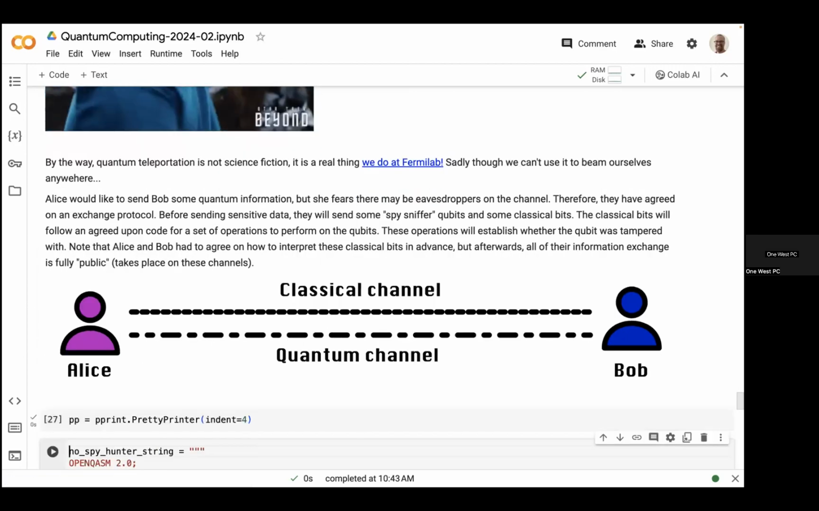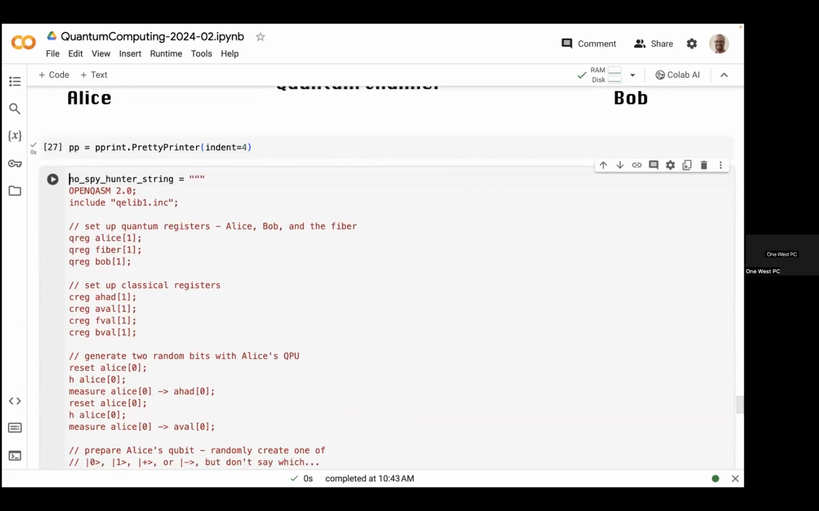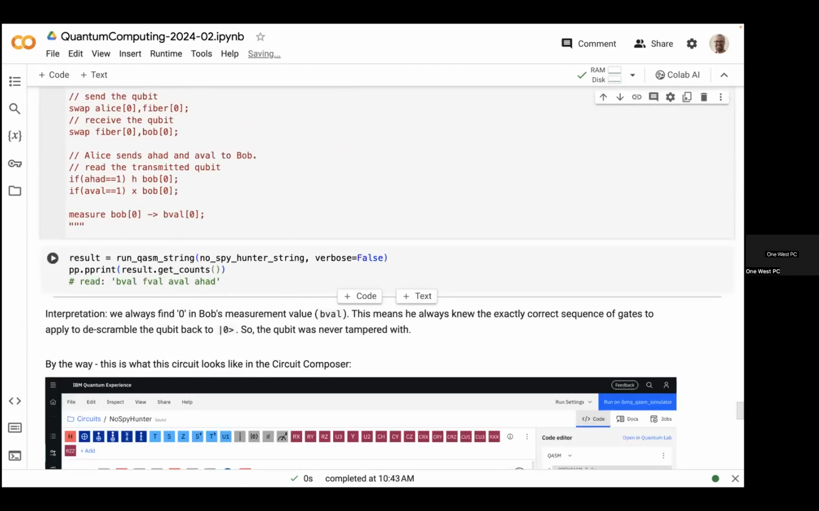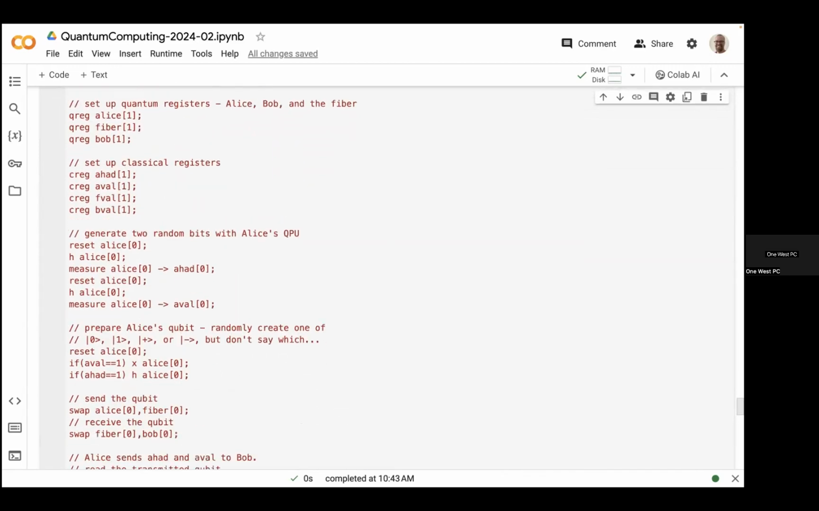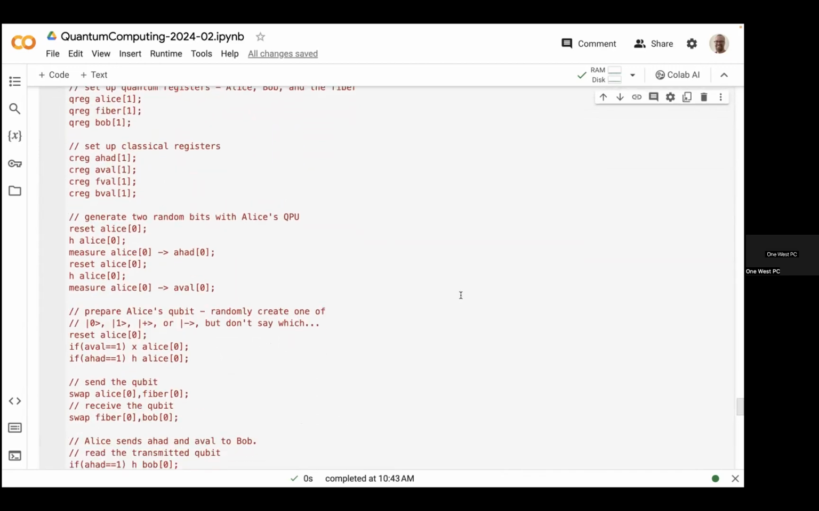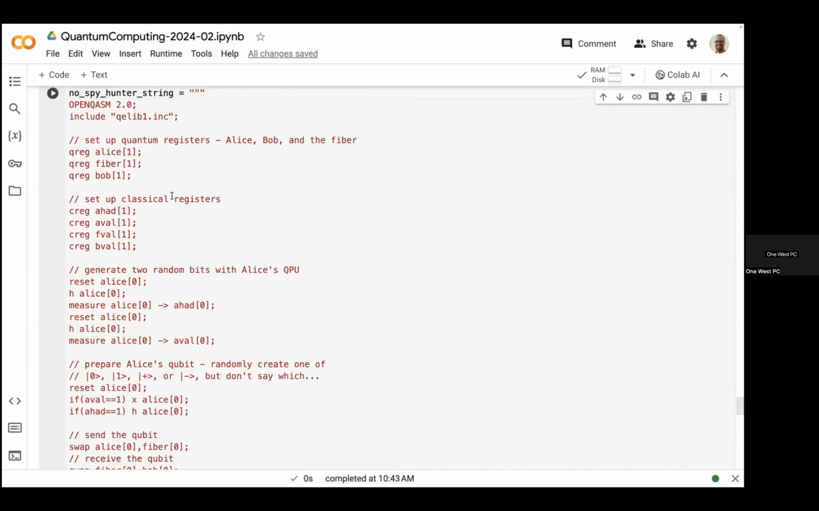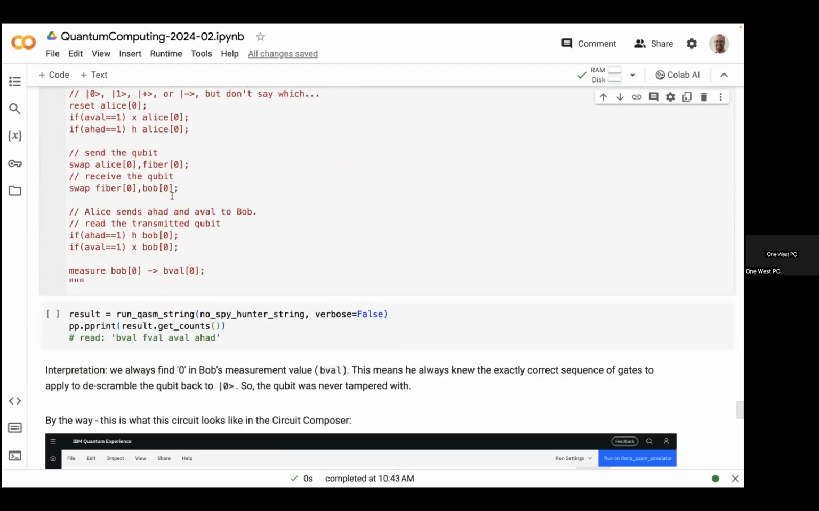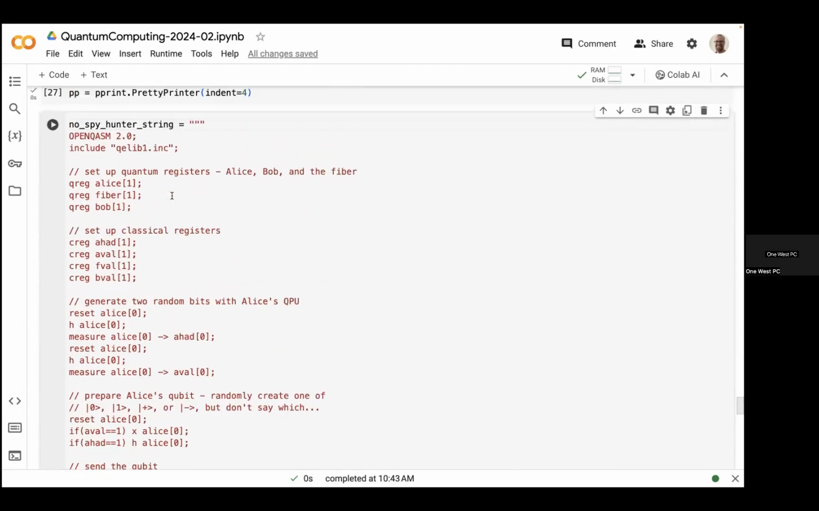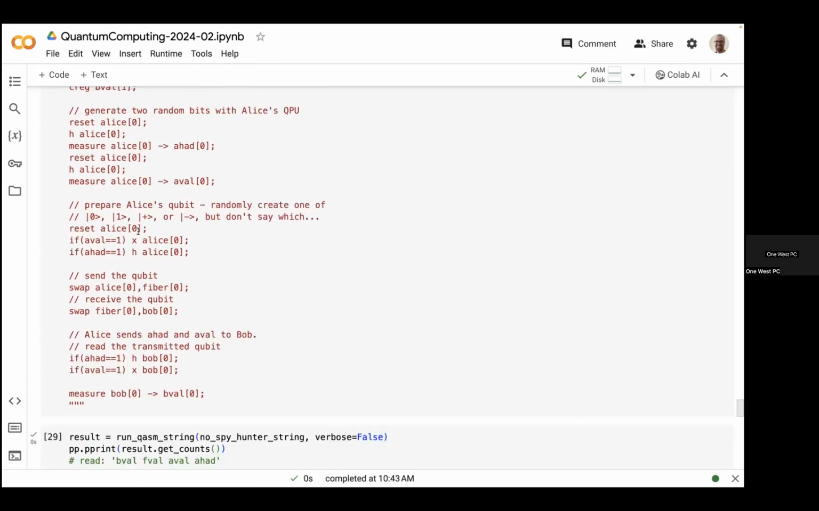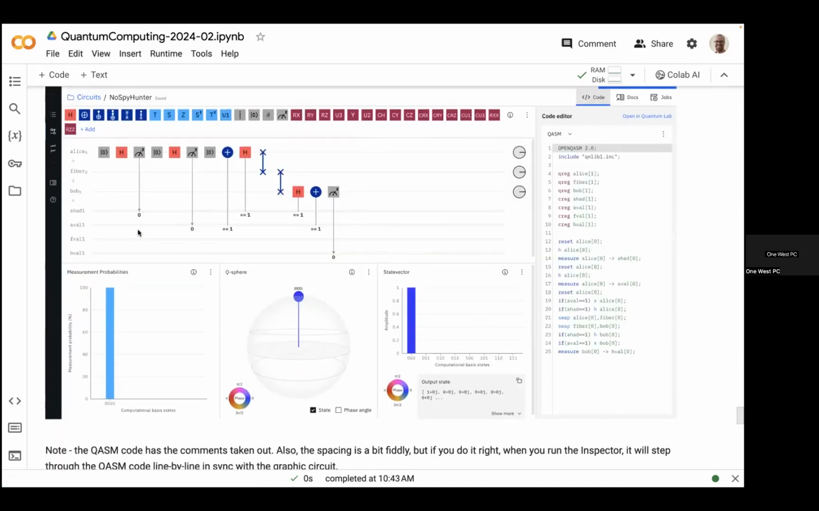All right. So here is the QASM string for the circuit that these guys are going to use. And it's a complicated circuit on some level, although it's not that bad. So you can copy and paste this QASM into the circuit composer to look at, which is pretty cool. I'm going to show it in the composer. Oh, here I've run it. Okay, so if you look at it in the composer, it looks like this.